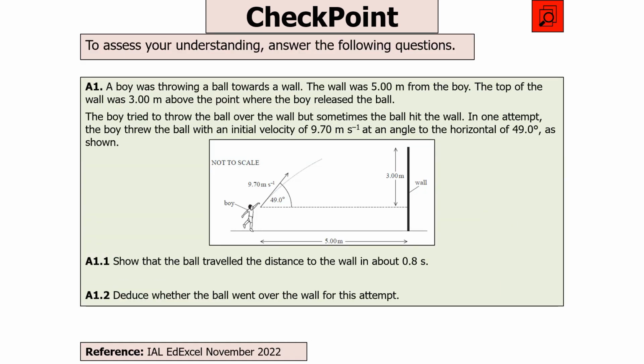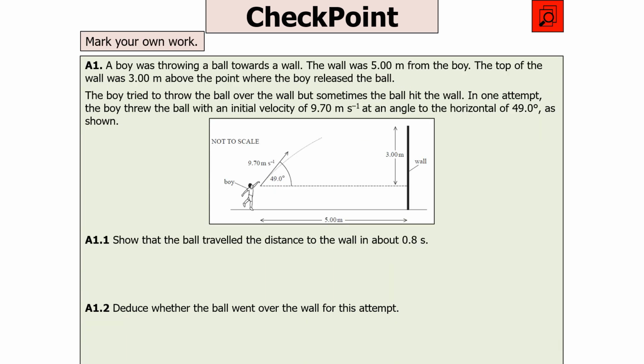The next question said a boy was throwing a ball towards a wall. The wall was 5 meters from the boy, and the top of the wall was 3 meters above the point where the boy released the ball. The boy tried to throw the ball over the wall, but sometimes the ball hit the wall. In one attempt, the boy threw the ball with an initial velocity of 9.70 meters per second at an angle to the horizontal of 49 degrees. Show that the ball traveled the distance to the wall in about 0.8 seconds, and then deduce whether the ball went over the wall for this attempt. So pause the video now, then unpause the video when you want to go through your answer.